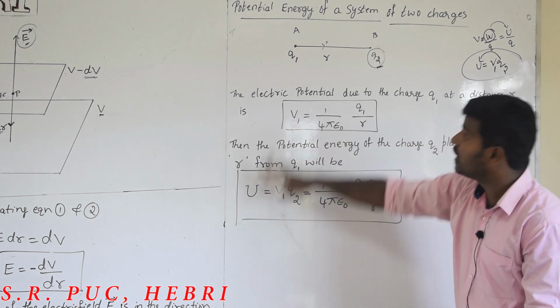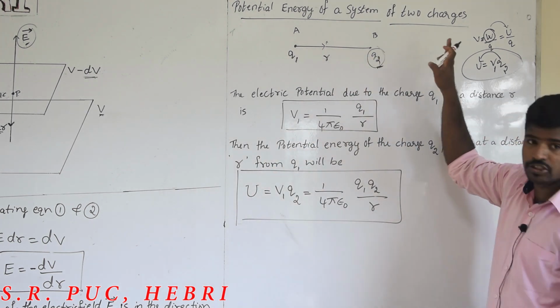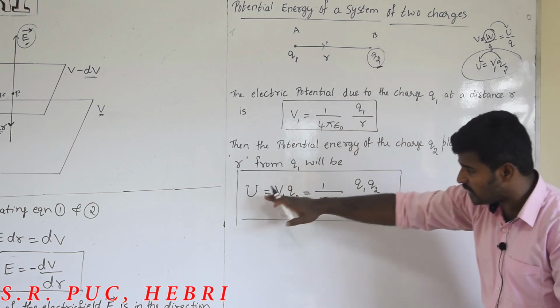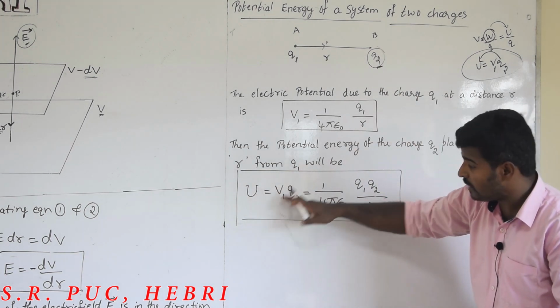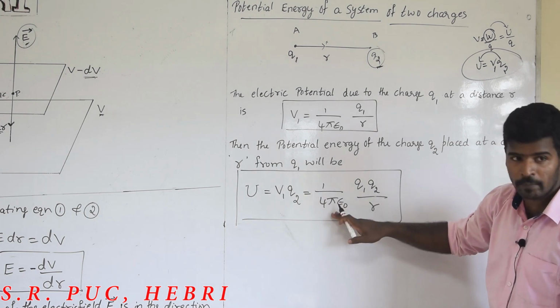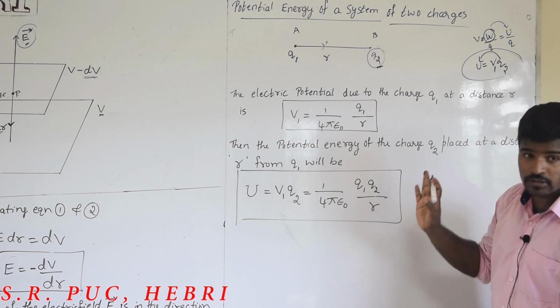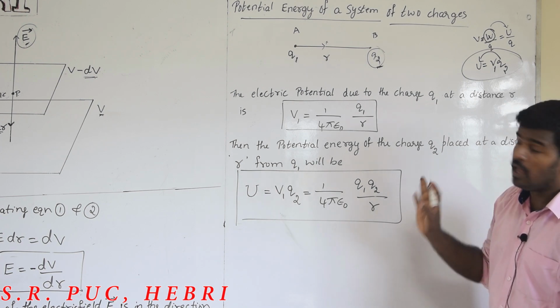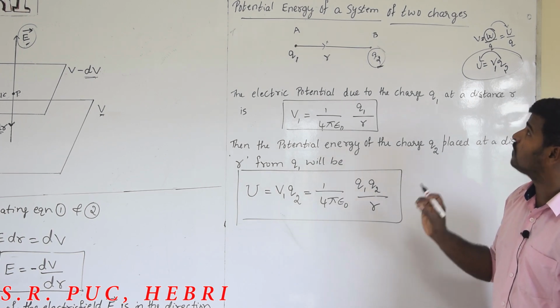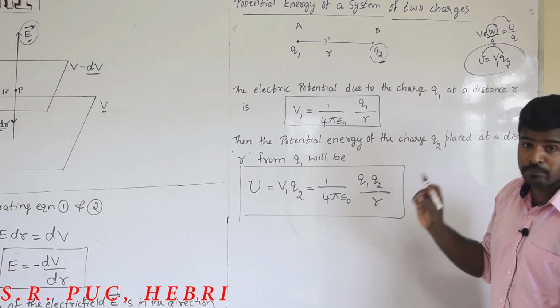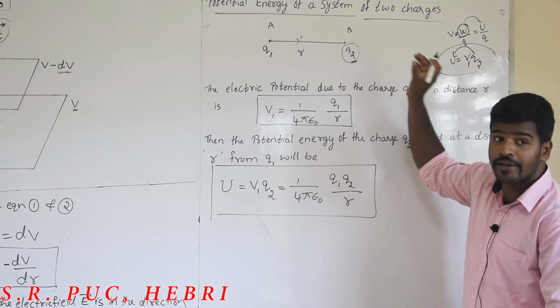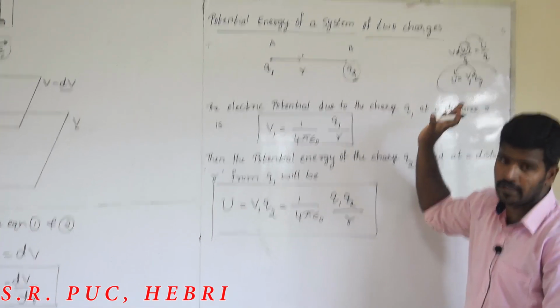Therefore, the potential energy of a system of two charges in the absence of electric field is given by U equal to V1 times Q2, that is equal to 1 by 4 pi epsilon naught Q1 Q2 divided by r. Is it clear? One more 3-mark important question for the board exam. Arrive at the expression for potential energy of a system of two charges in the absence of electric field. ಇಲ್ಲಿ ನಾನು ಬರೆಯಲಿಲ್ಲ ಹೆಡಿಂಗ್ ಬರೆಯುವಾಗ.